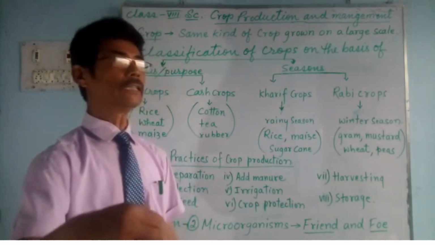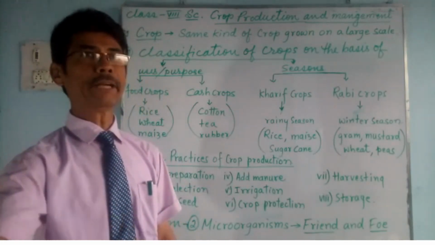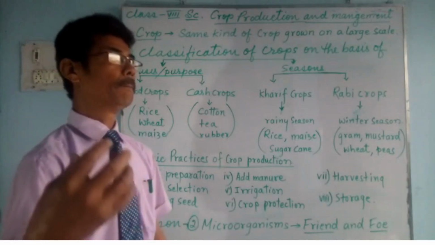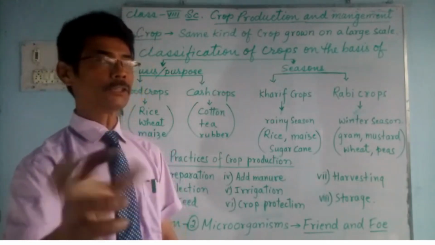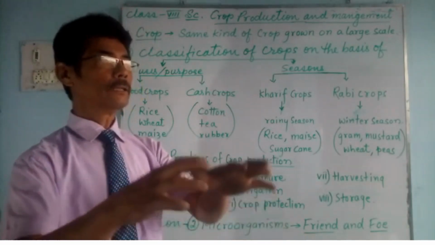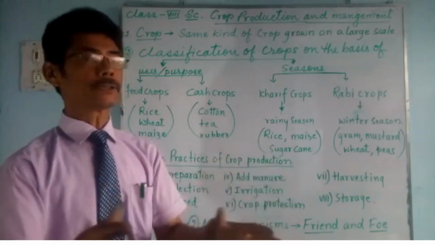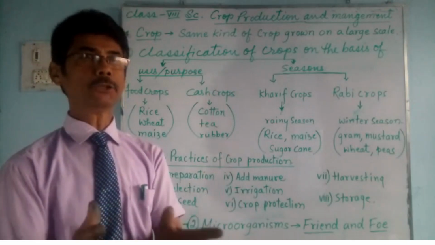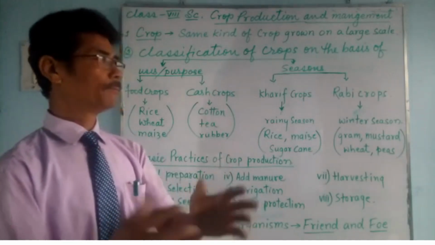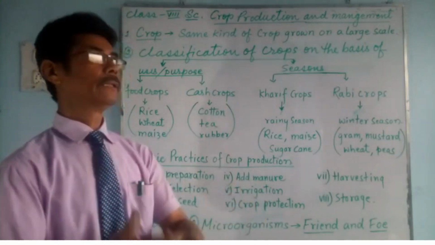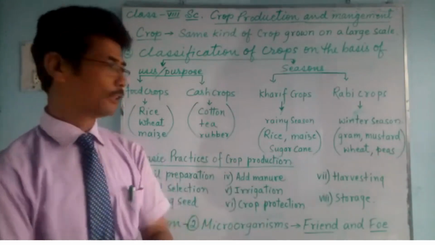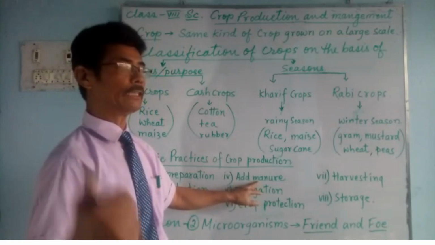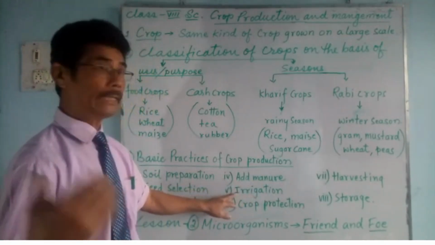And another one is fertilizers, which are prepared in the factory. So manure and fertilizer are different things. They act the same way, but their origins are different. Manure is organic and fertilizers are artificial. So we add manure or fertilizer to increase the fertility of the soil. Now next one, irrigation.